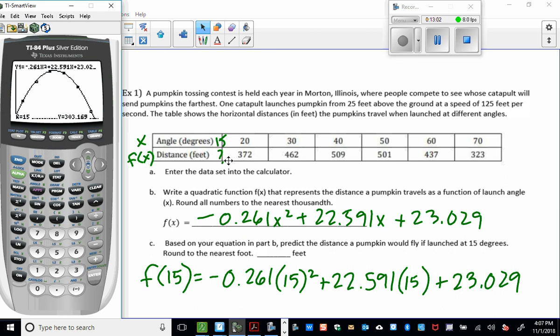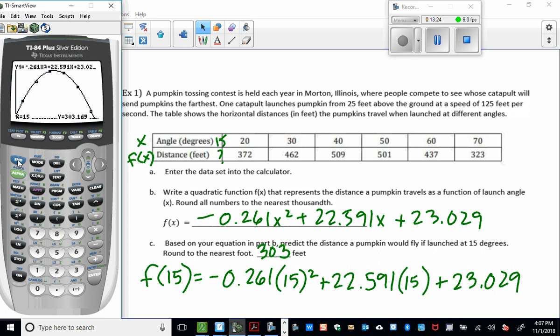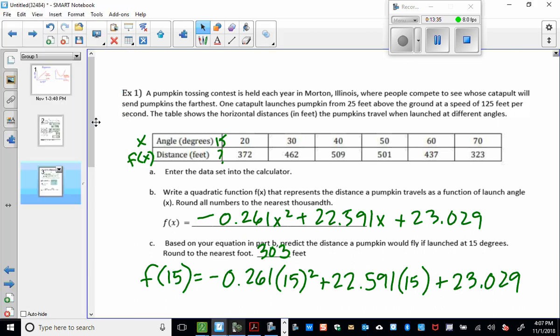And what this is telling me is if you launch it at 15 degrees, it's going to go about 303 feet. So based on my equation and plugging it into the calculator, it will go 303 feet. Okay. Let me show you one more time. To do that on the calculator, I go second, calc, and I choose value, and it prompts me to type in an x. I type in 15, enter, and it spits out the y value that goes along with it. Okay? All right, one more at the bottom.